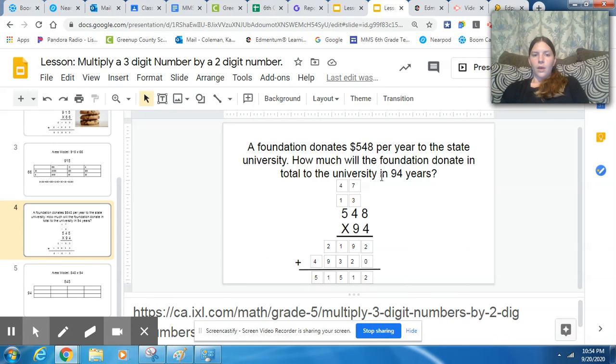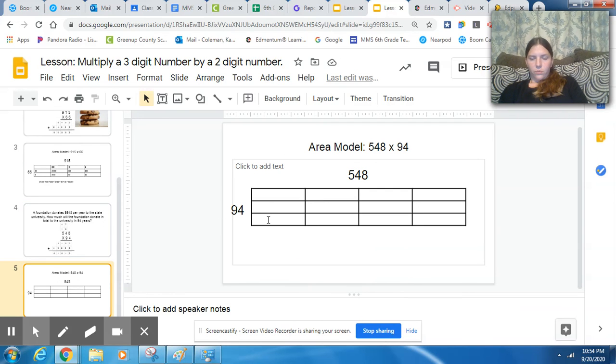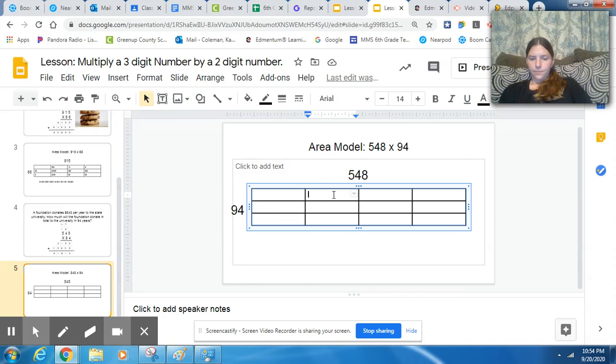Yep. So now I'm going to show you the other method, which is the area model. We're breaking it up by place value. So 5 is in the hundreds place. I'm going to put 500. 4 is in the tens place. 4 tens is 40. 8 is in the ones. 8 ones is 8. 9 is in the tens place. 9 tens is 90. And 4 ones is 4.